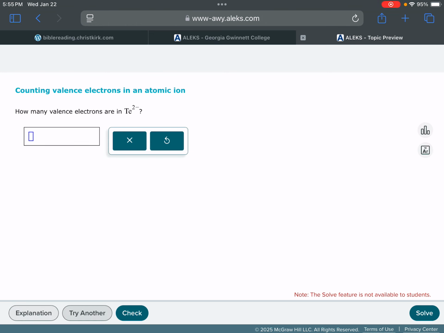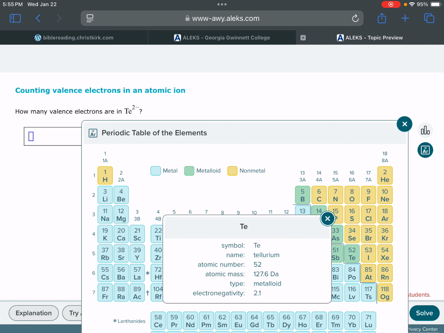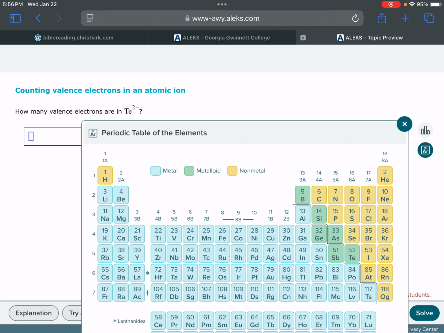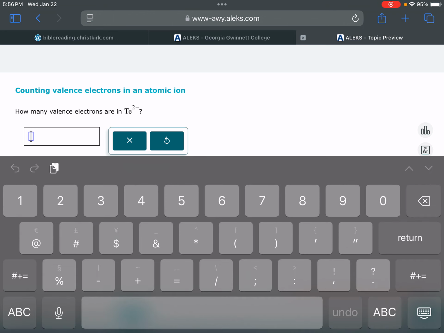All right, let's do another one. Okay, tellurium, Te. Again, it doesn't matter if you know what that is. We just go find it. It looks like Te is number 52. I see it there. Which group is that in? It looks like it's in group 6. So it would have 6 electrons because it's in group 6, but since it's got a 2 minus on it, it's got 2 extra electrons. So this is going to be 8.